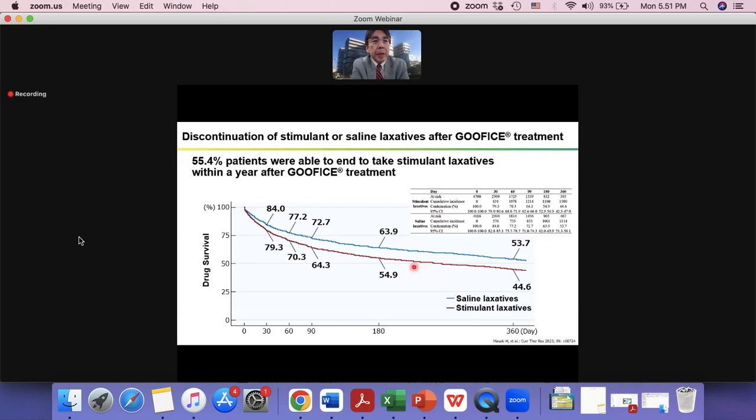And this slide shows the discontinuation of stimulant laxative or saline laxative after Elobixibat treatment. As shown here, 55.4% of patients were able to stop taking stimulant laxative within a year after treatment.